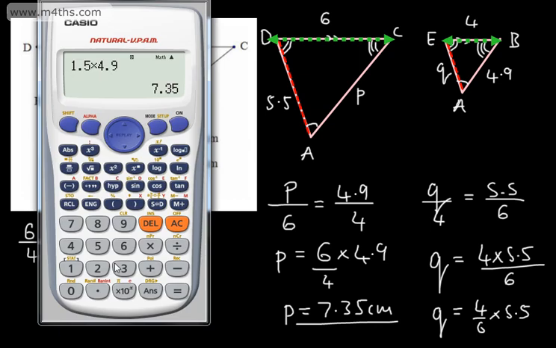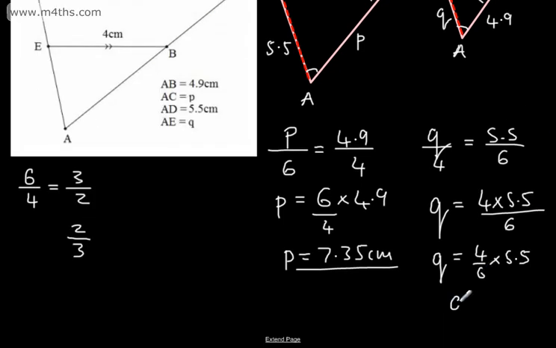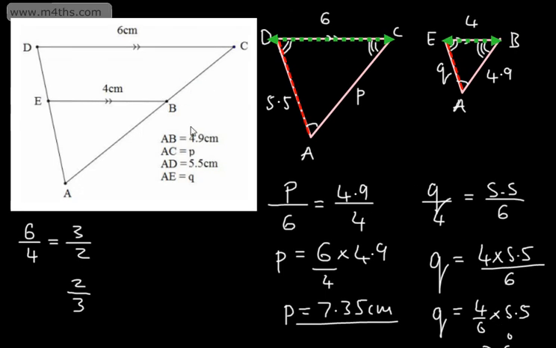So in a calculator, just do 2 divided by 3 if you want, or you can put a fraction, multiply it by the 5.5, and that will give us 11 over 3, or 3.6 recurring. So Q is equal to 3.6 recurring, and we can just put that in. Q is equal to 3.6 recurring. Job done. And we do need to put centimetres, because again, these aren't Q centimetres or P centimetres.